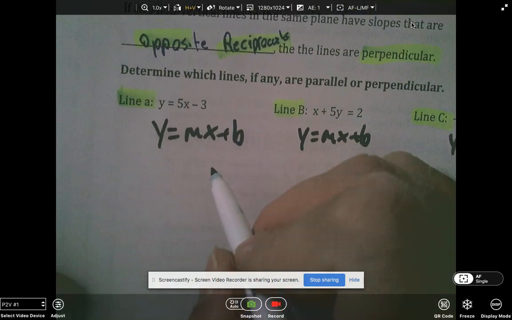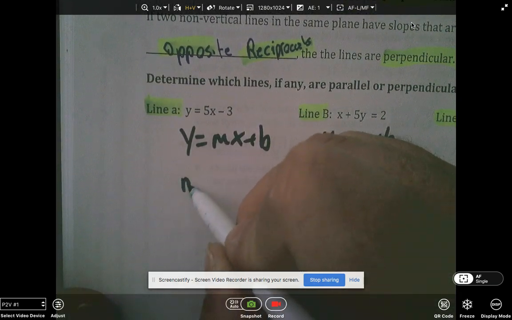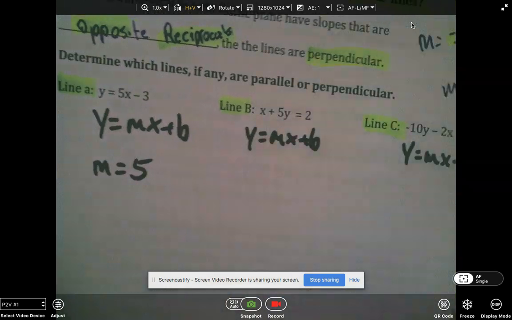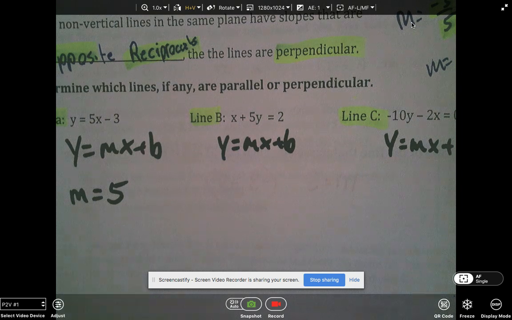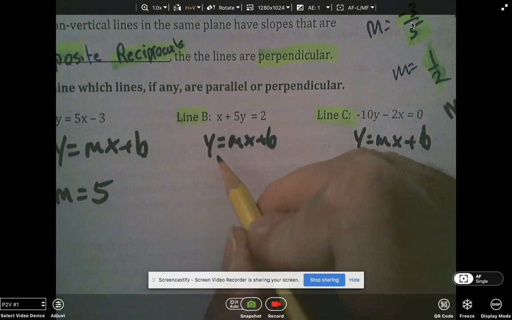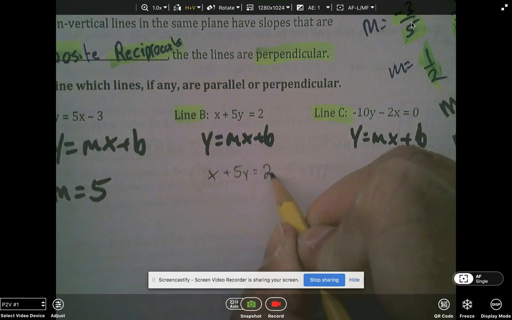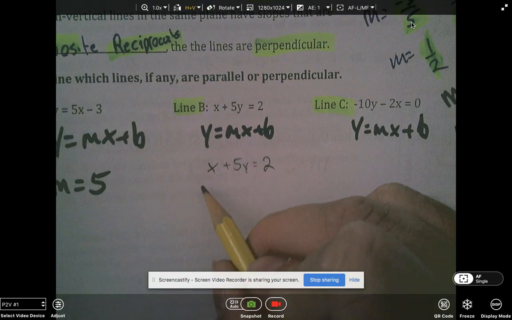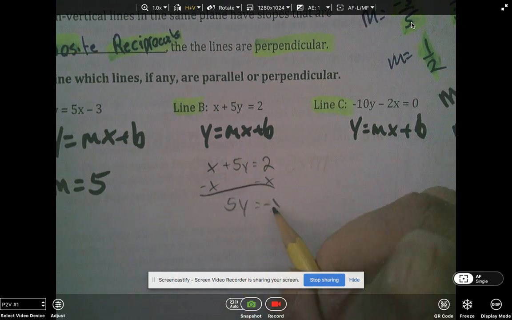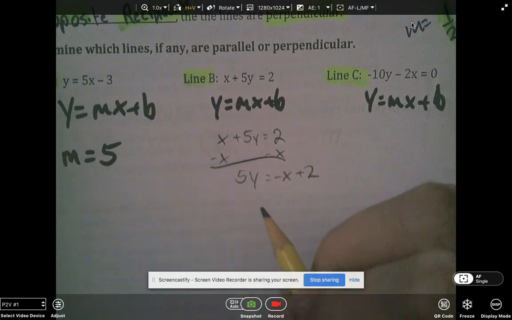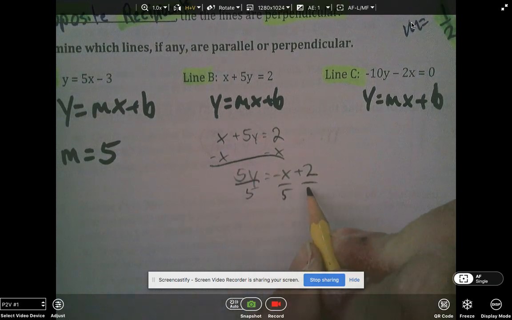Could someone tell me what the slope is in line A? In line A, the slope is 5. For the next one, line B, we want to get it in slope-intercept form. Here we're going to do what to both sides first? Minus x: 5y equals -x plus 2. And then the last step is to divide everything by 5.